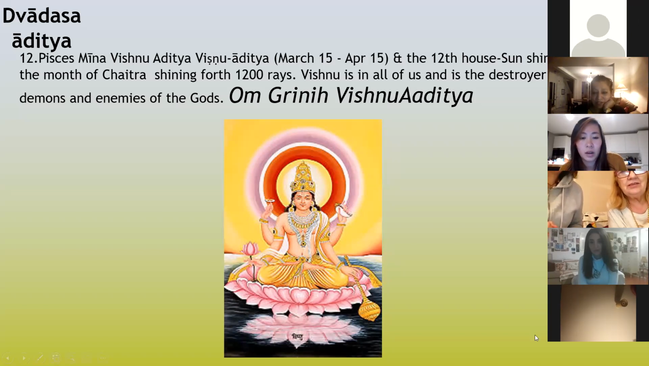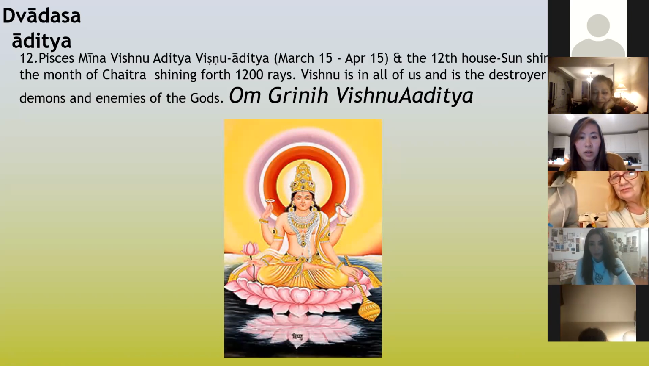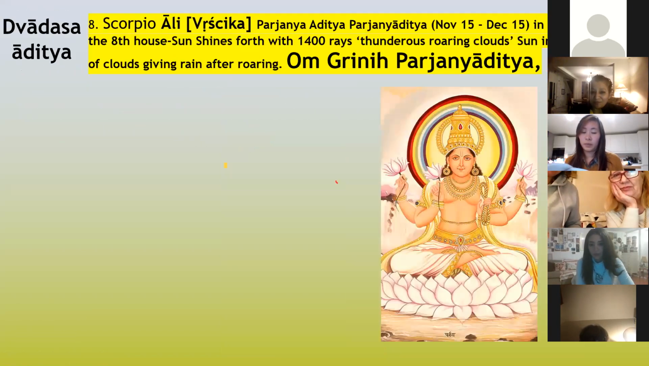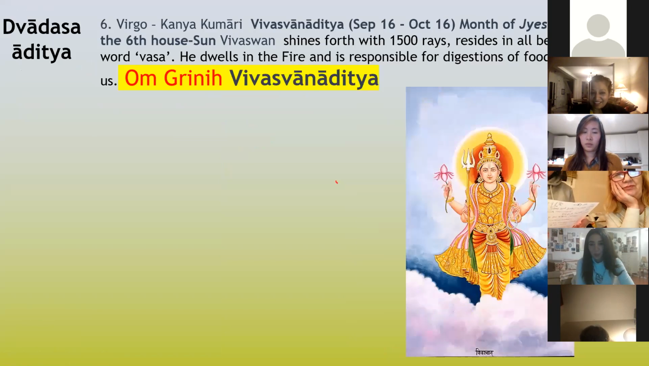I can give it a go. Yeah, go on. So I'm a Virgo sun in 8th house. One minute. Tell me first, who's the Aditya for Virgo? Vivaswan Aditya. Yes. And then Parjanya for 8th. Yes, absolutely. Great. So do you want to say the mantra? Hom Grine Vivaswan Aditya. And Grine Parjanya Aditya. Perfect. Lovely. Thank you.